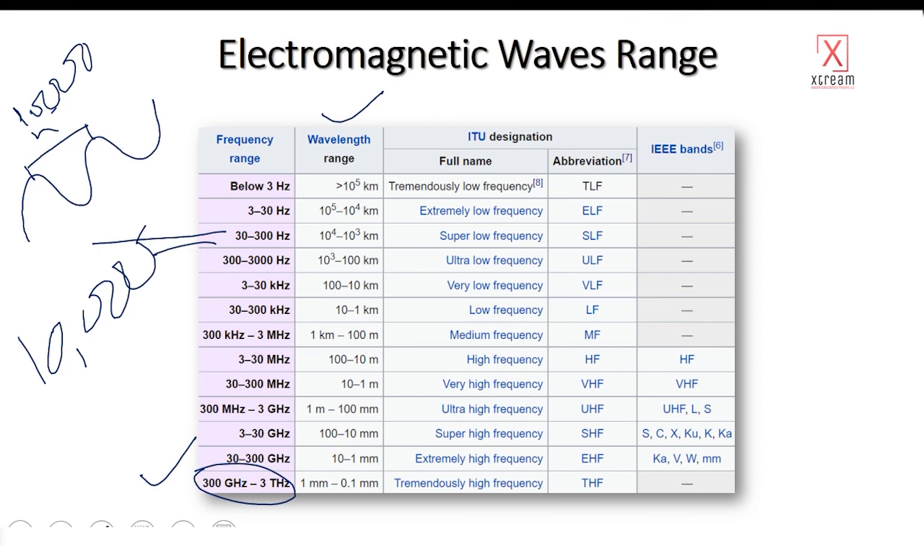The range over here will be 1 millimeter to 0.1 millimeter, and we can name these frequencies the extremely low frequency, super low frequency, ultra low frequency, and the list goes all the way up to tremendously high frequencies, which come in the frequency band of 3 terahertz.